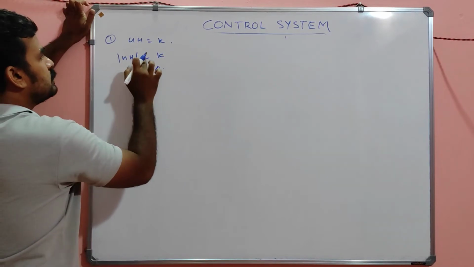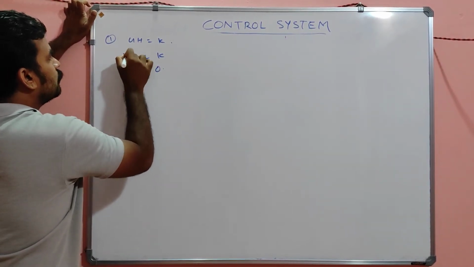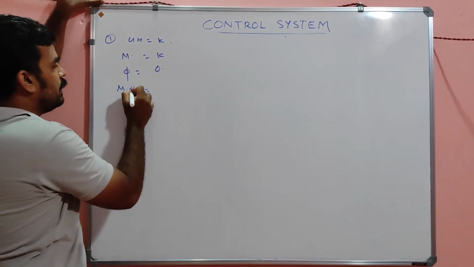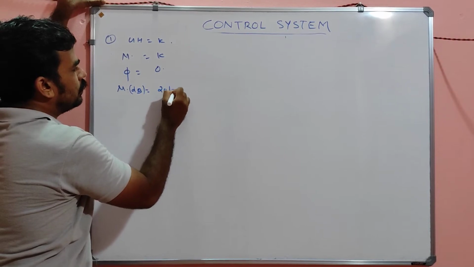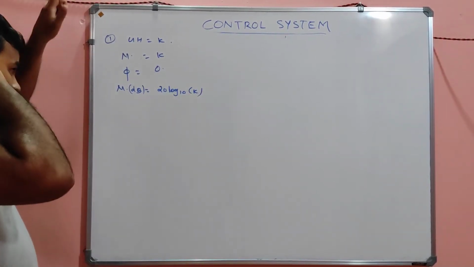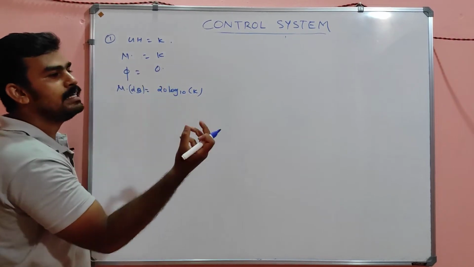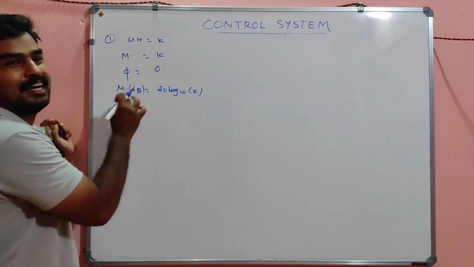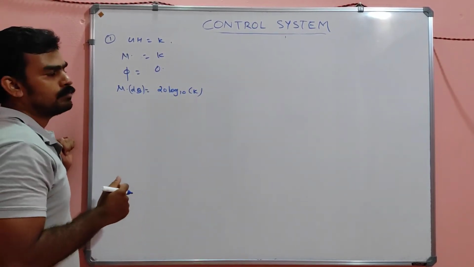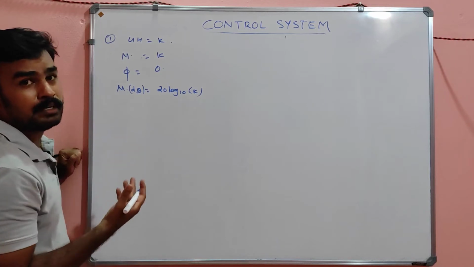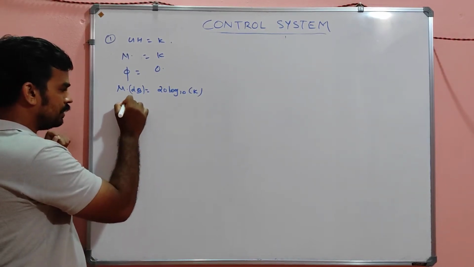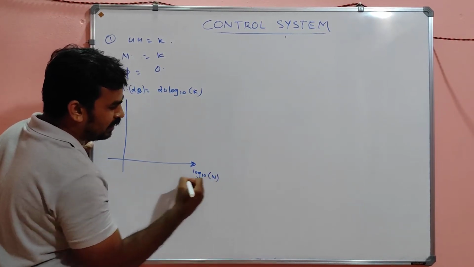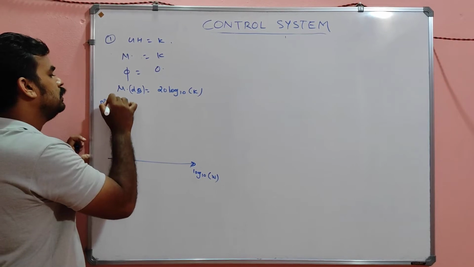Okay? So mod GH can be simply represented with magnitude K. So what is M in dB? M in dB means 20 log 10 to the base K. It is simply the magnitude in quantity, but we need it in dB, which means 20 log 10 to the base of that magnitude. That will give you the value of magnitude in dB. That's all. Then what will be our Bode plot? Bode plot is nothing but the graph between log 10 to the base omega versus magnitude in dB.